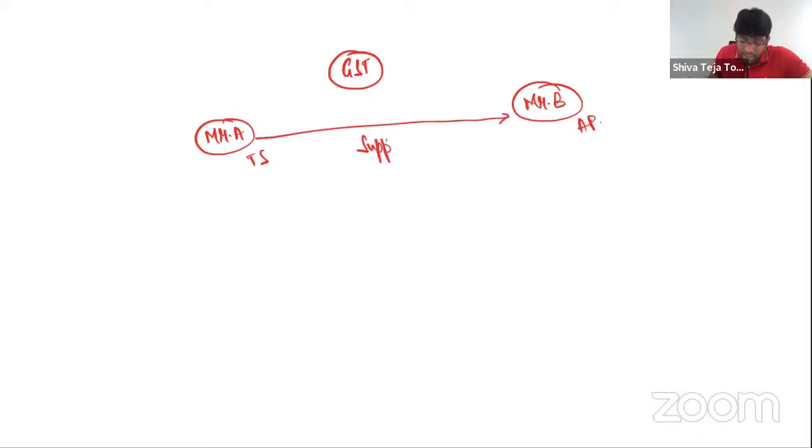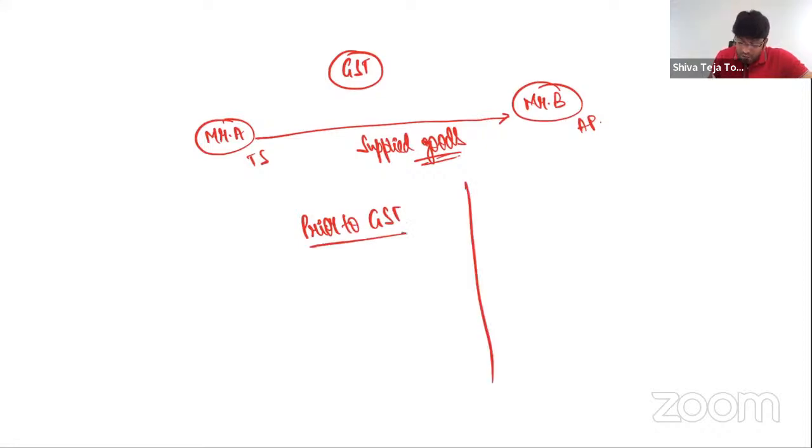GST. Let's say, for example, there is one person, Mr. A, who is in Telangana state. One person, Mr. B, who is in AP. Mr. A has supplied goods to Mr. B of AP. In fact, my dear friends, prior to GST, the kind of tax what was charged was central sales tax. In case of interstate sale of goods, CST was levied, which was levied by central government, but collected by the state government.